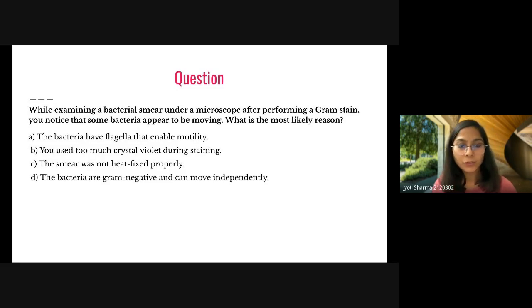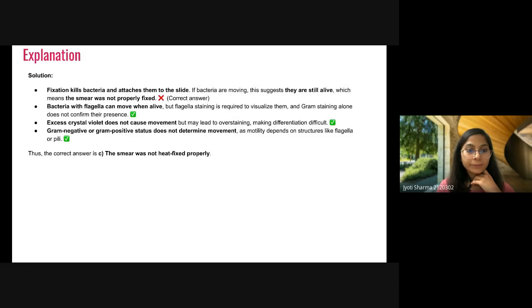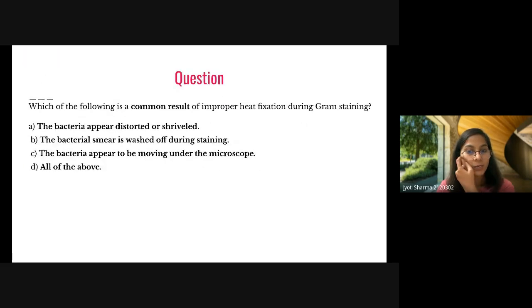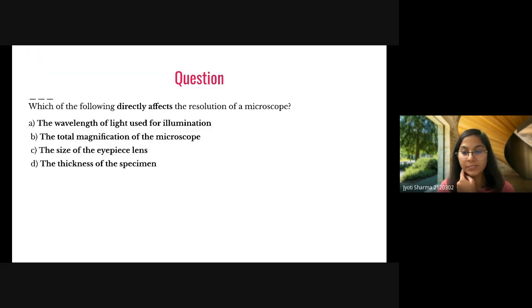I think we do have a lot of questions on this gram staining technique, so I think I should skip some questions. This is also based on that. You can see the slides at the end, because I'm just skipping the questions on staining right now.